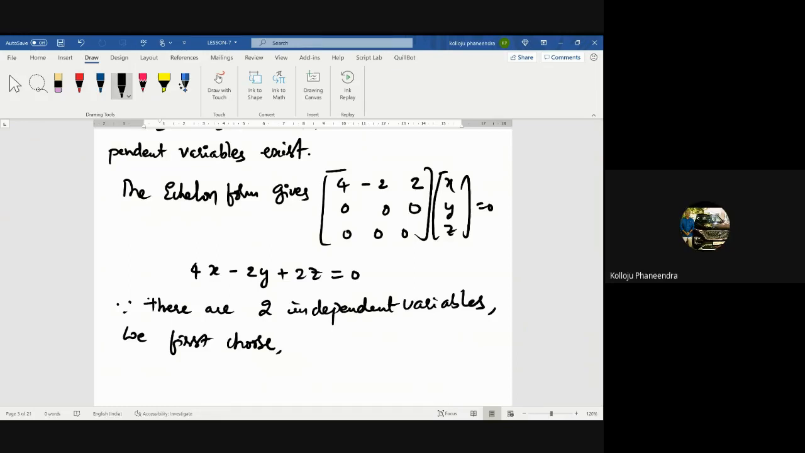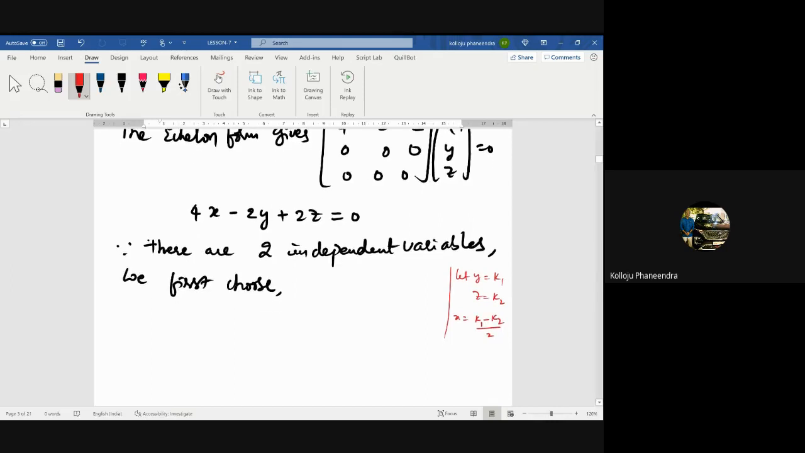Now, from this step, very important. Listen, all of you. Since there are two independent variables, what we have taken in previous methods is let y equal to some k1, z equal to k2. Then x equal to, this 2 gets cancelled, so you will get k1 minus k2 by 2. After assuming k1 and k2, you choose values of k1 and k2 arbitrarily, you put 1 or 2, whatever it is, then you will get the solution.